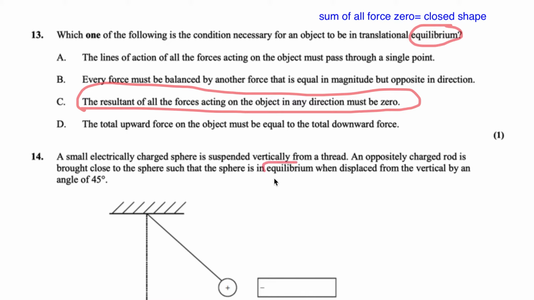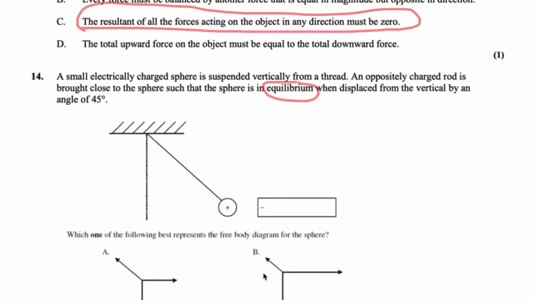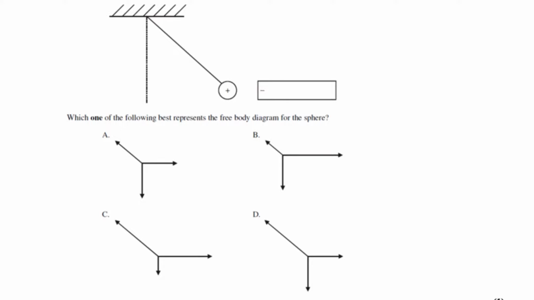So question 14, again, equilibrium, we know, closed shape. So we'll just go over them one by one, see whichever of these give you a closed shape. So for A, we have one force going this direction, one force going down, and then one force going this way, and it is not closed. And for B, one force going this way, one force going down, one force goes up. You are missing this much space, not closed.